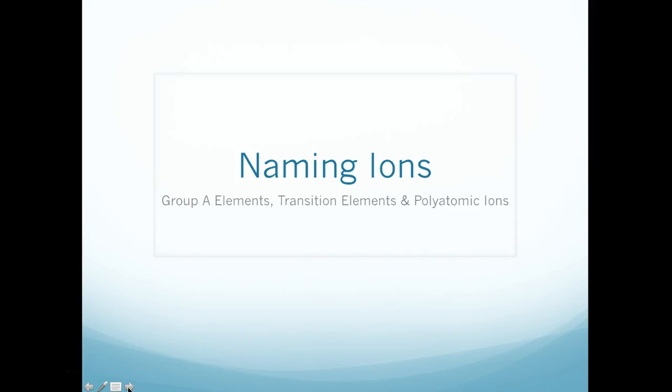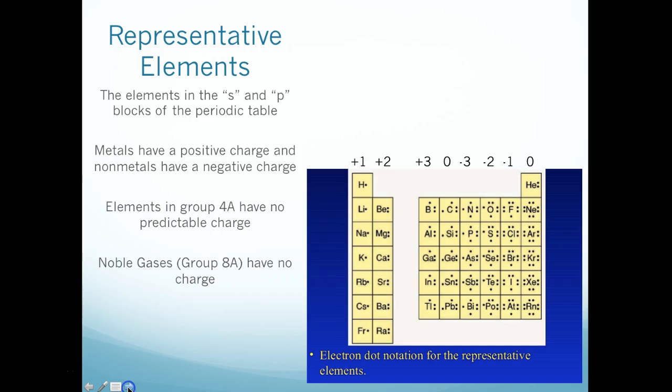This screencast is on naming ions, and we are going to talk about how we name ions that are in the group A elements, the transition elements, as well as polyatomic ions. So the representative elements are those elements that are located in the S block and the P block of the periodic table. And as you can see in the diagram, they have a positive charge if they're metals, and they have a negative charge if they're nonmetals.